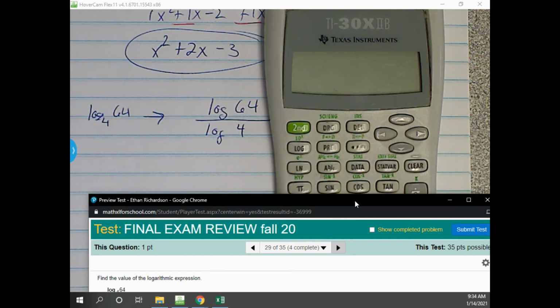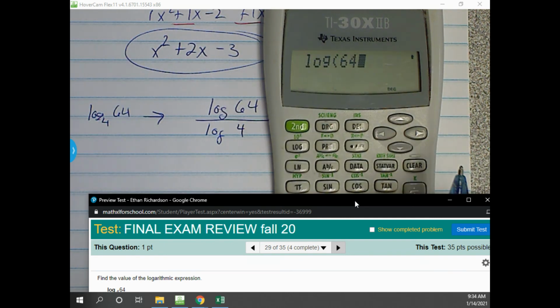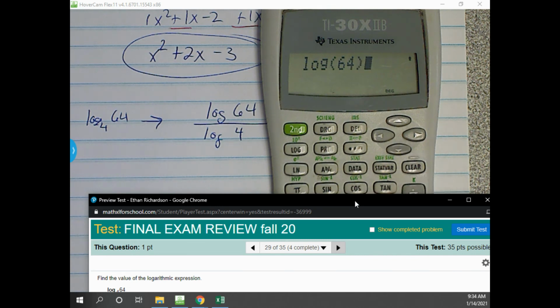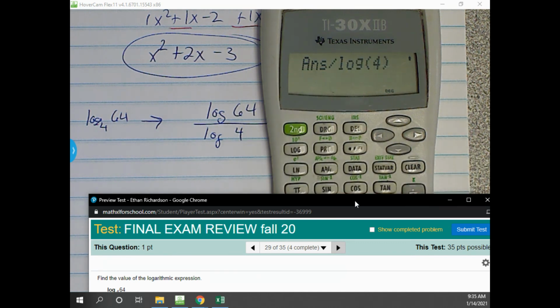So this is one where, again, you have to be a little bit careful. We'll do log of 64. Make sure that if you're using this type of calculator, you close off that parentheses, or if you want to go ahead and press equals, that's fine. And then you're going to divide that by the log of 4, close off that parentheses. And you get a 3.